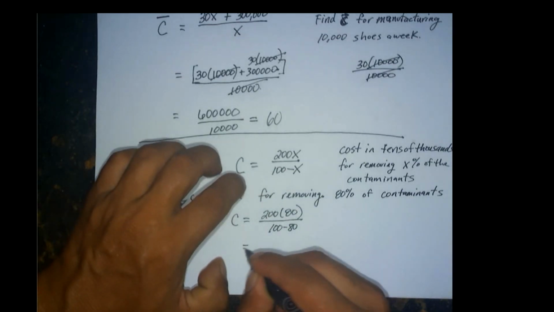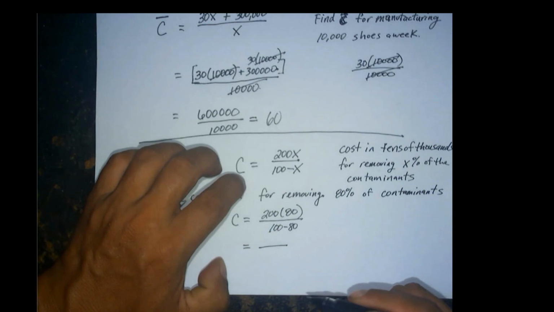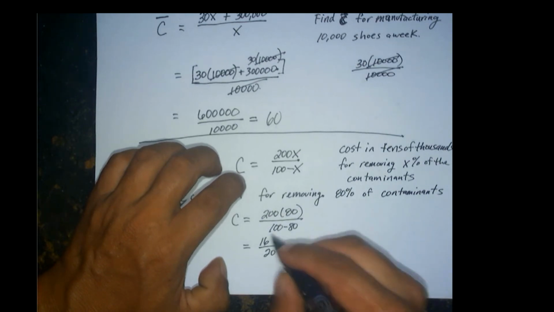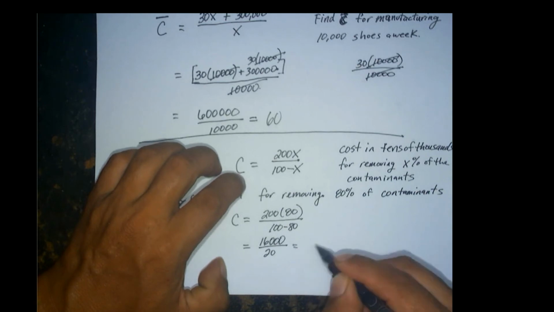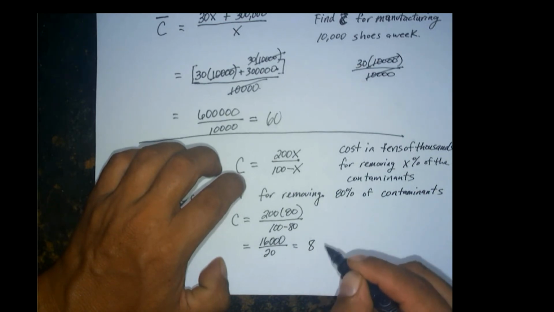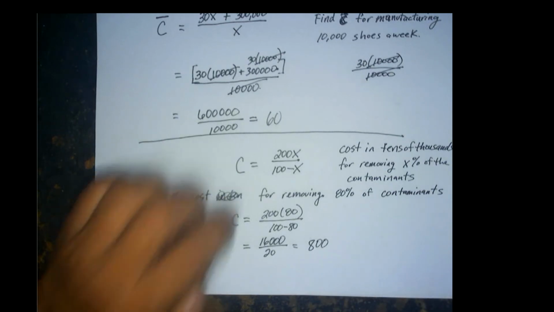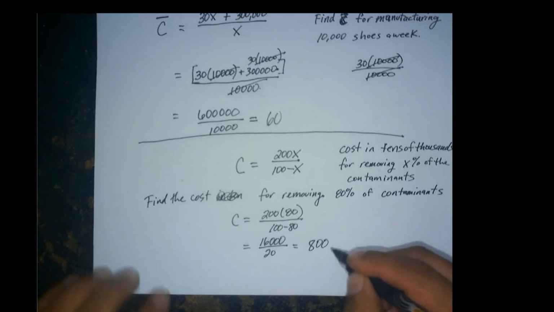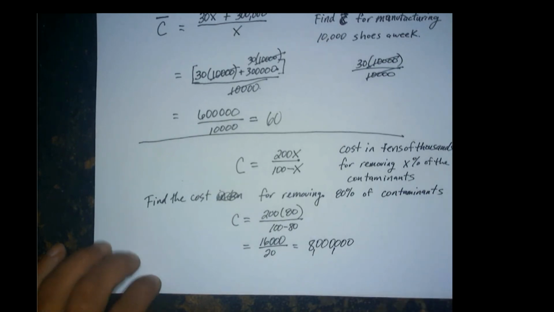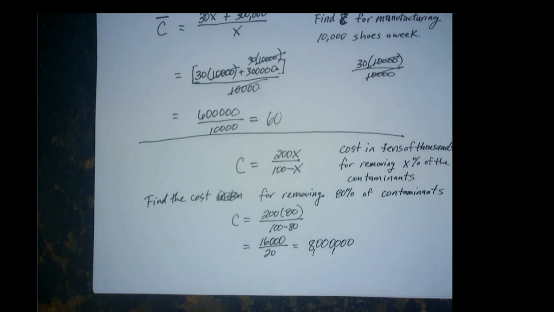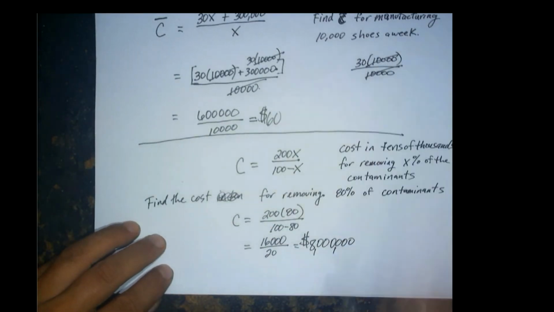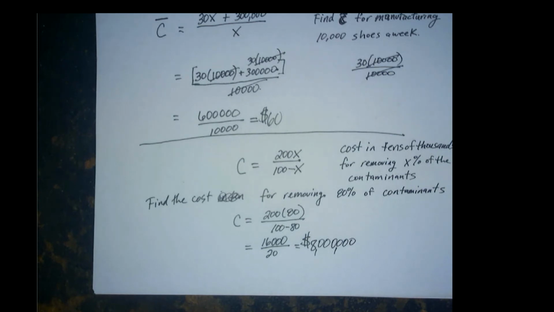So what is 100 minus 80? 20. 2 times 8 is 16, right? And 3 zeros. 16,000. And 16 divided by 2 is 8. And one of those zeros cancels. And it's tens of thousands of dollars. So how many zeros am I going to add? 4 zeros. So how much money will it cost to remove 80% of the contaminant? $8 million. And this should be a dollar sign too. My bad. That is the end of the first chapter.